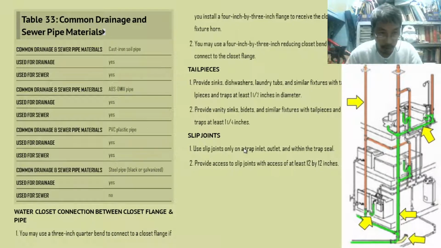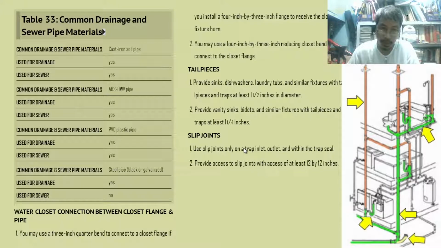We have cast iron soil pipe. Is that okay for drainage? Yes. For sewer? Yes. So what is the difference between drainage and sewer? Drainage is dominantly liquid. Sewer is a mixture of solid and liquid. So, common drainage and sewer pipe materials.